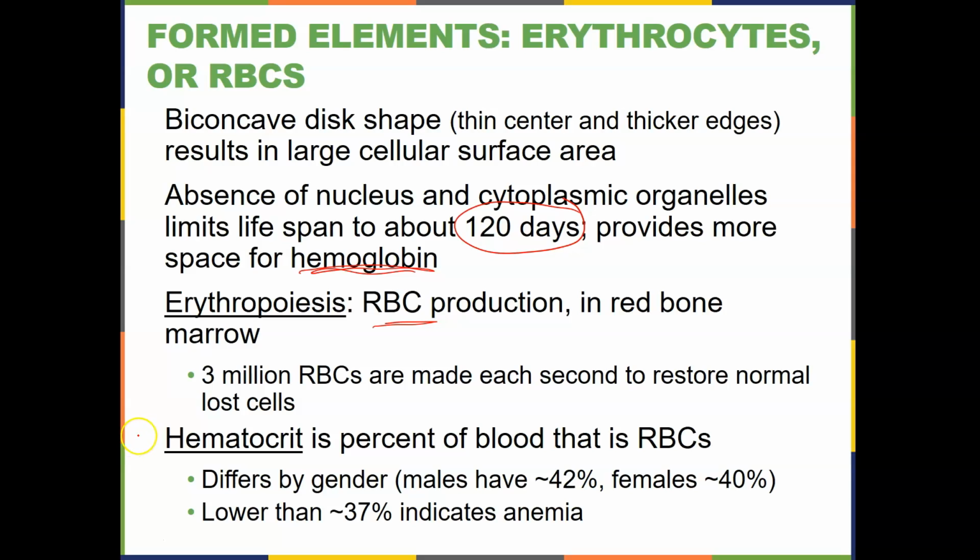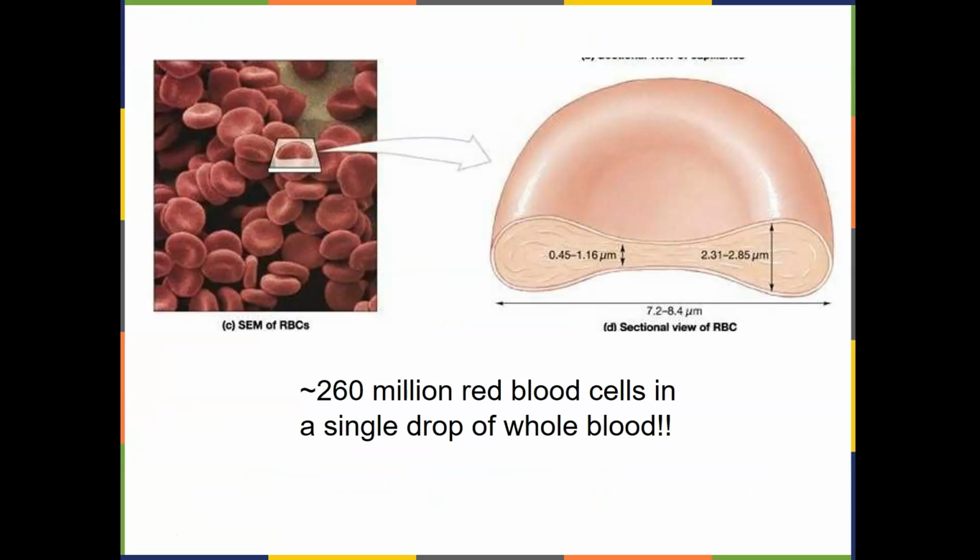I talked briefly about the hematocrit. It's a measure of the percent of blood that's made up of red blood cells. It differs between men and women. It's just the way it is. The average for men is 42%. The average for women is 40%. And anything lower than 37% in either is indicative of anemia.